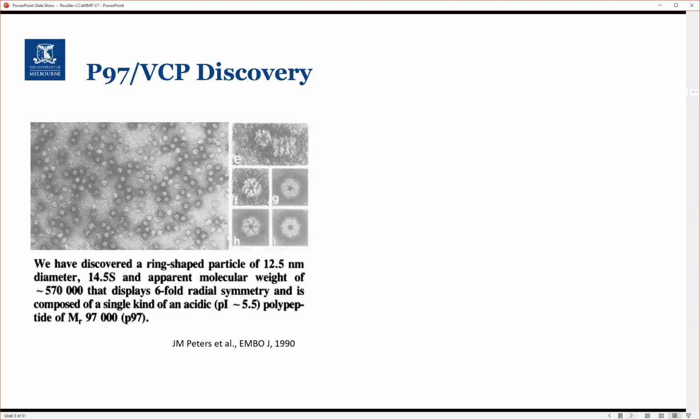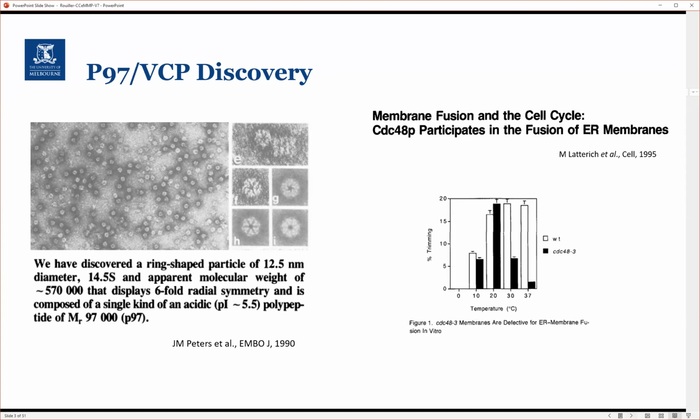Okay, so VCP or P97 was first discovered in 1990. It was discovered as ring-shaped particles about 12.5 nanometers in diameter. And then the yeast homologue was reported 5 years later to be important for the fusion of ER membrane in yeast.